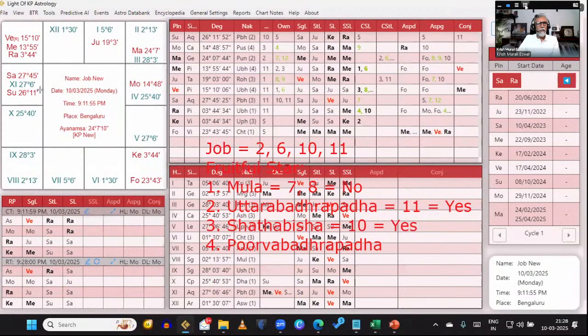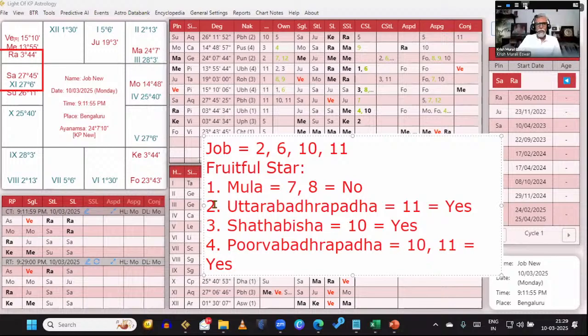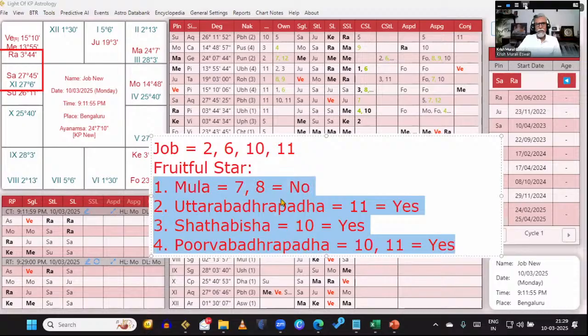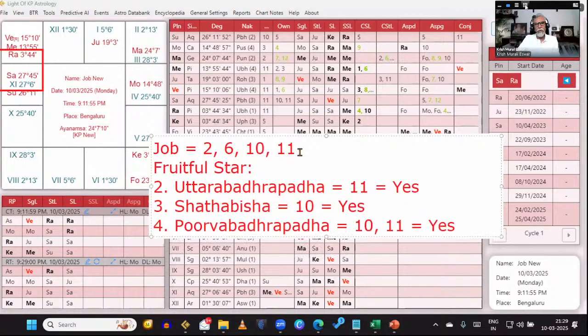And the Purvabhadrapada Nakshatra is falling in the 10th house and 11th house. 10 and 11, yes. So we are getting all of these things, sir. Now, definitely Mula is ruled out. So we are seeing 2, 6, 10, 11. Sadabhisha: whenever you see Rahu, pick that up. Rahu and Ketu will be a lot more beneficial than other planets.